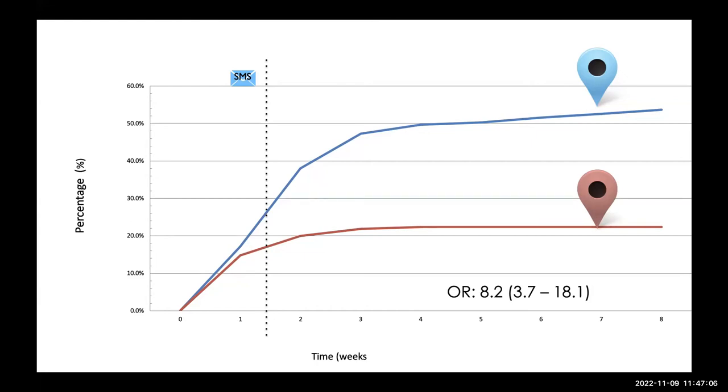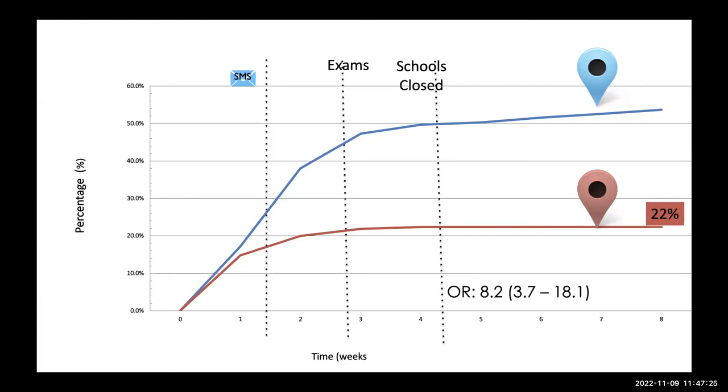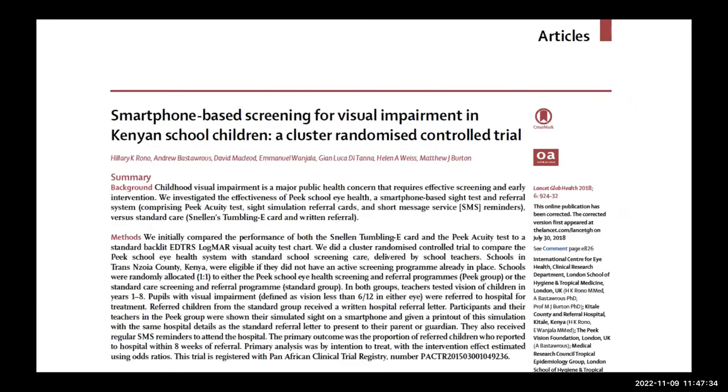And if you look at the first week, you would see that they were attending similarly. Those are the early responders. But as soon as we were able to send more text messages using the Peek system, more people attended. Then they had exams and of course schools closed, and that's why the two graphs flattened. Overall, we had a 22% attendance from the standard arm, and 54% using the mHealth Peek technology. There was evidence for that, and these results were published in the Lancet.